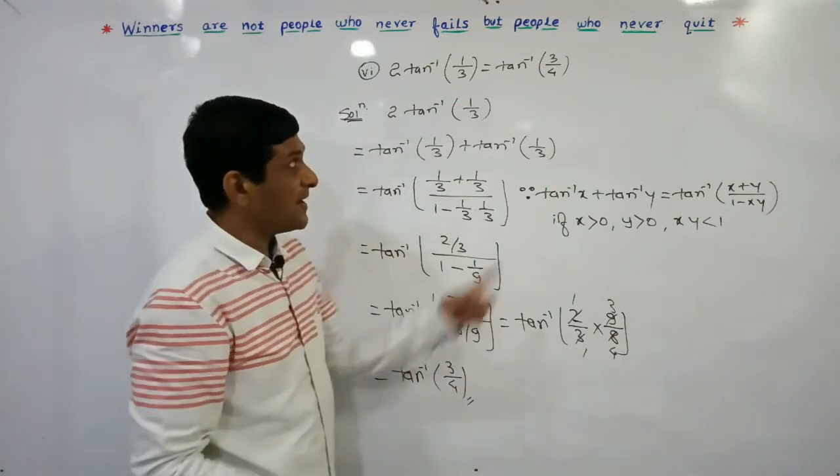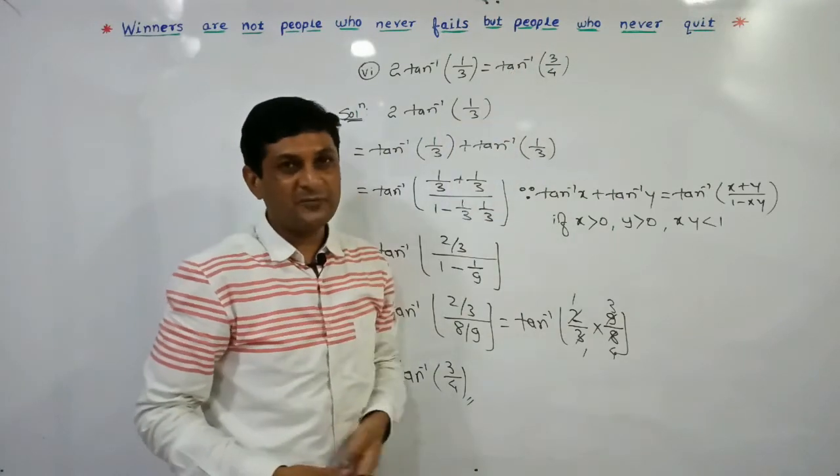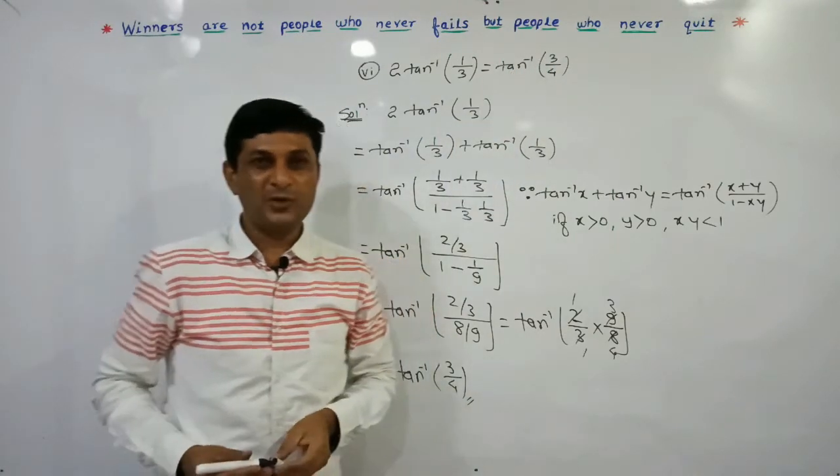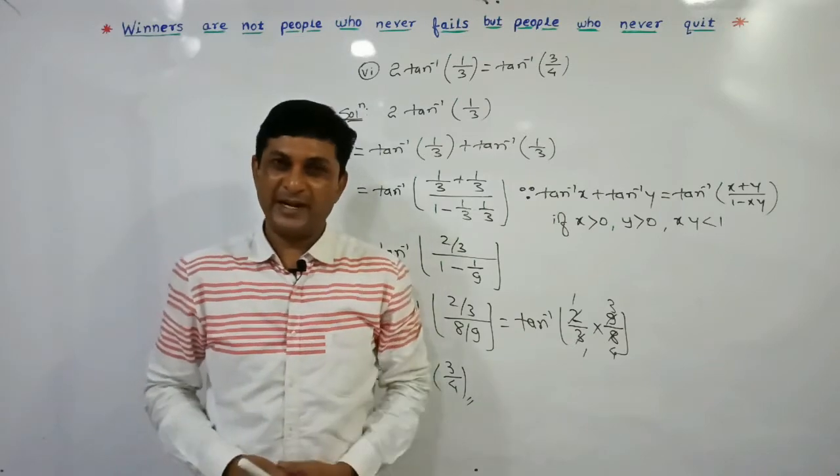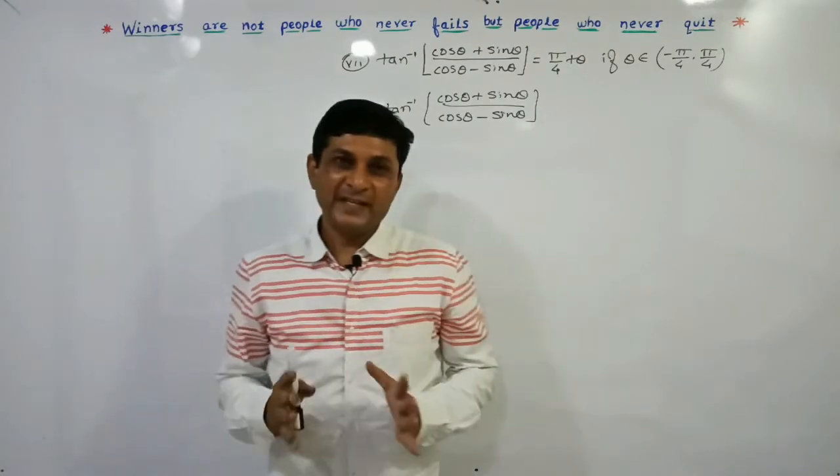And is it our required result? Tan inverse of 3 by 4. In this way, considering the left hand side, we have shown that its value is equal to the right hand side. So now we are solving example number 7.